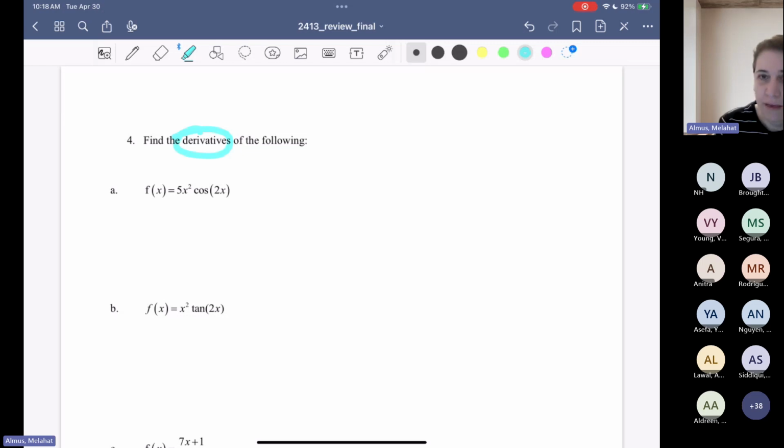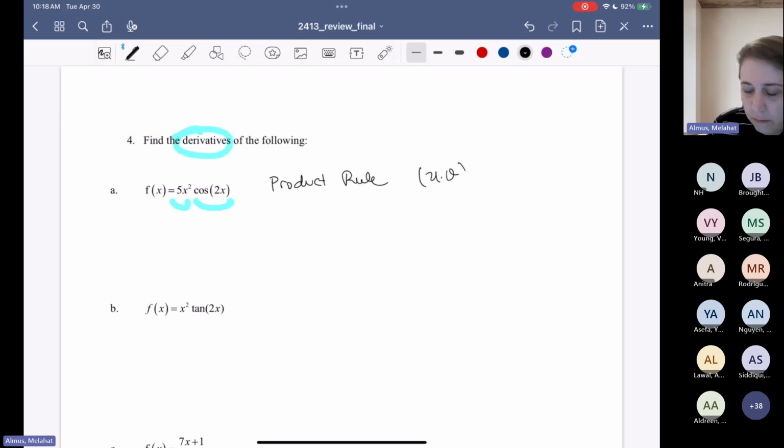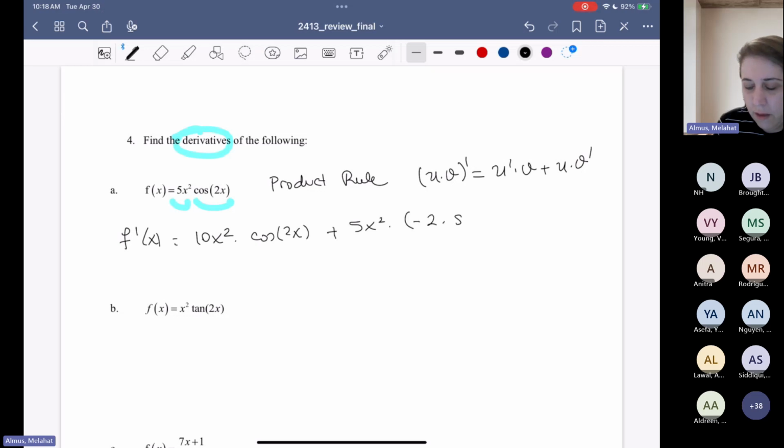All right, I'm going to be in my review mode. Stop me if you have a question or if you see a mistake, use the chat box, please. This one is a product of two functions, so it calls for the product rule. The product rule goes like this: the derivative of u times v is the derivative of each one at a time. Derivative of 5x squared, keep cosine as is, plus keep 5x squared as is, and derivative of cosine.